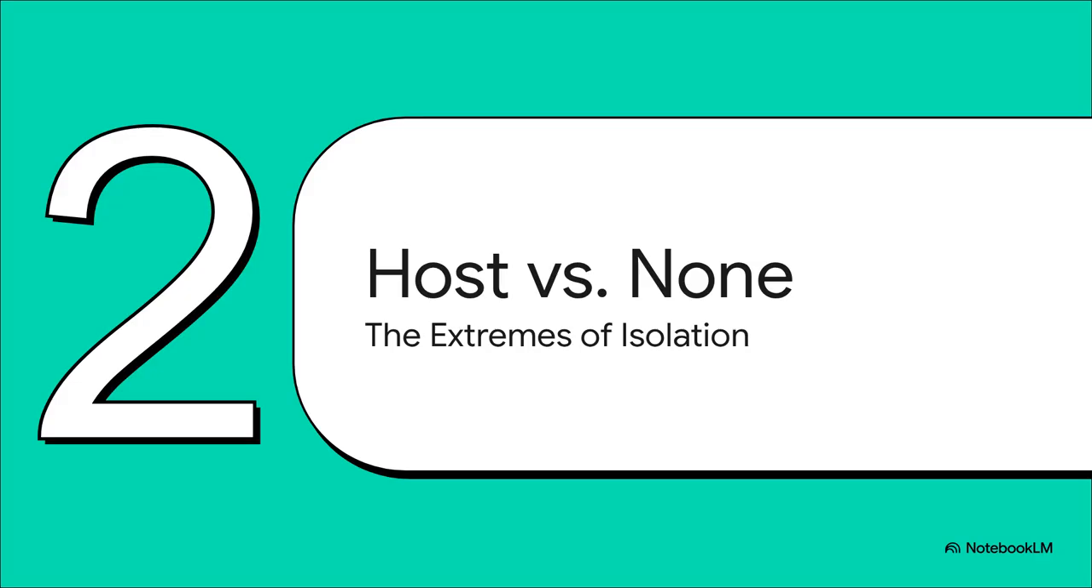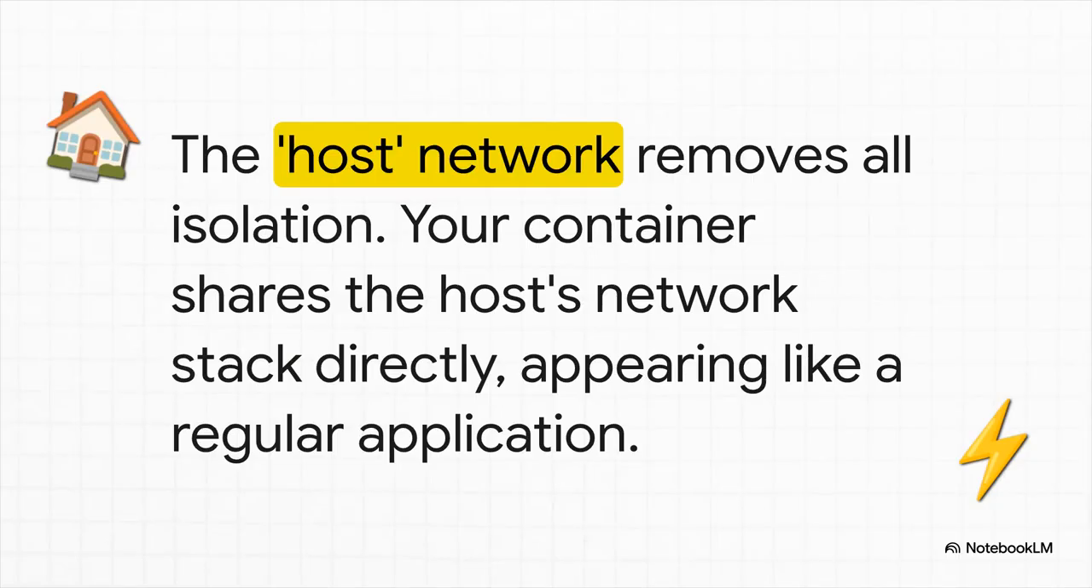All right, so we've got the bridge network, which is our workhorse. Now let's look at the two polar opposites on the isolation spectrum, the host network and the none network. The host network driver basically just rips down the wall between your container and your machine. The container doesn't get its own IP address, it literally just hijacks the host's entire network setup. So if something inside the container is running on port 8080, it's now running on your machine's port 8080. The upside? It's crazy fast. There's no translation layer, no NAT, slowing things down.